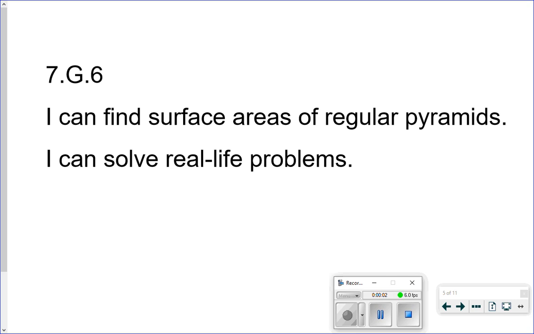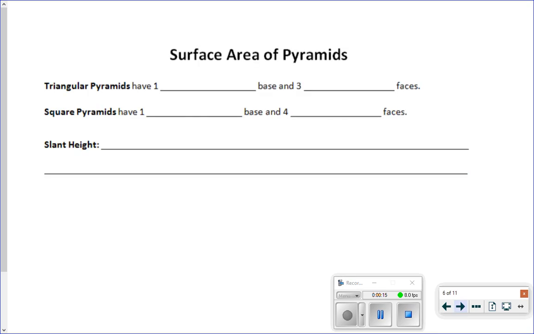Today we are reviewing 9.2 surface area of pyramids. Our I can statements for today are: I can find surface area of regular pyramids, and I can solve real life problems. So, surface area of pyramids.